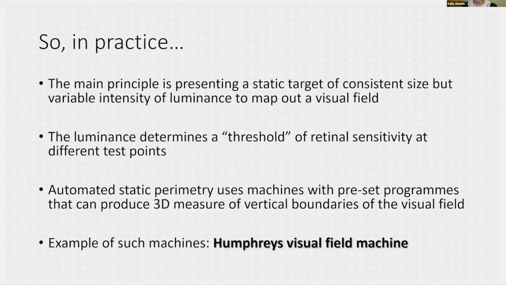And then with the machines that we have available, they have preset programs that can measure the boundaries of a visual field. For example, the one that's mainly used in clinical practice by most clinicians in hospital settings is the Humphrey visual field. And that's also the one that's used in pretty much all the clinical trials.